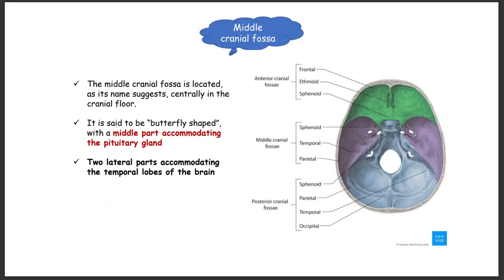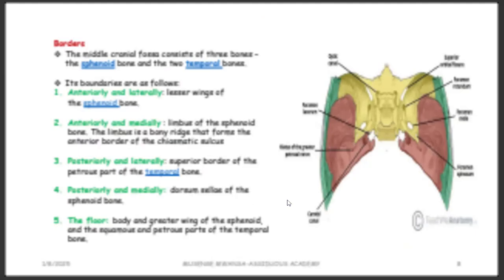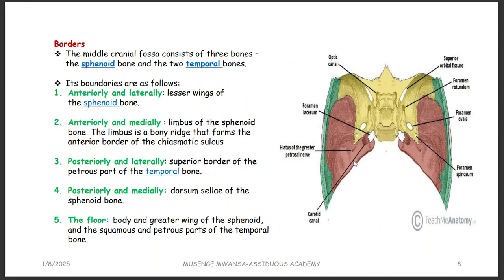The middle cranial fossa is said to be butterfly shaped. This is the one that you can see here, and it is also going to form a location for the brain. You can see the bones that make it up in these colors. Again, we need to understand the borders and the canals that are found in the middle cranial fossa.